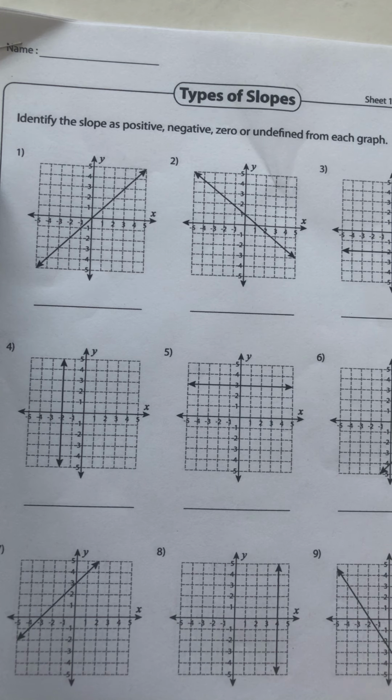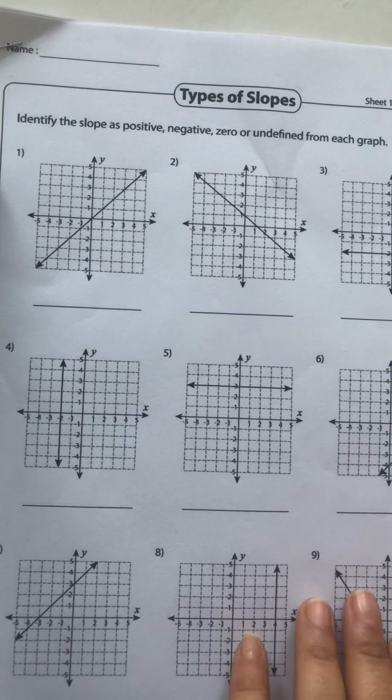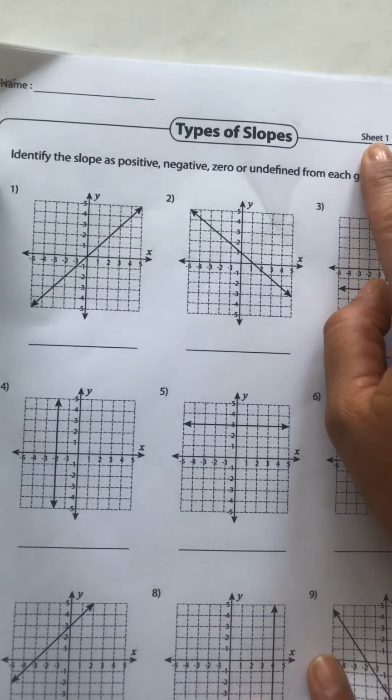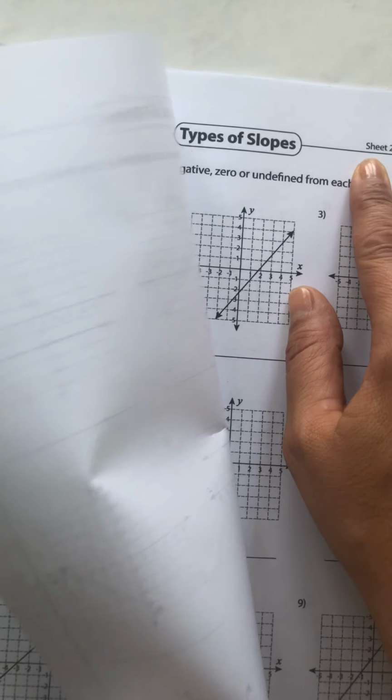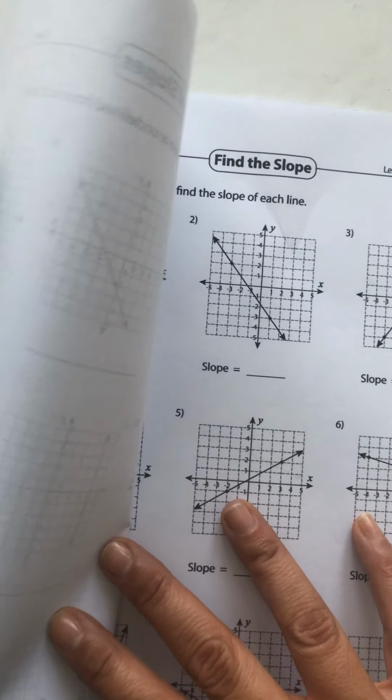So I sent you a PDF that has 6 pages on it. The pages say type of slope, and then the next one says type of slope, but if you notice it says sheet 1 and then sheet 2. Then the next one I think is finding the slope, sheet 1 and sheet 2, and the last is graphing sheet 1 and sheet 2.